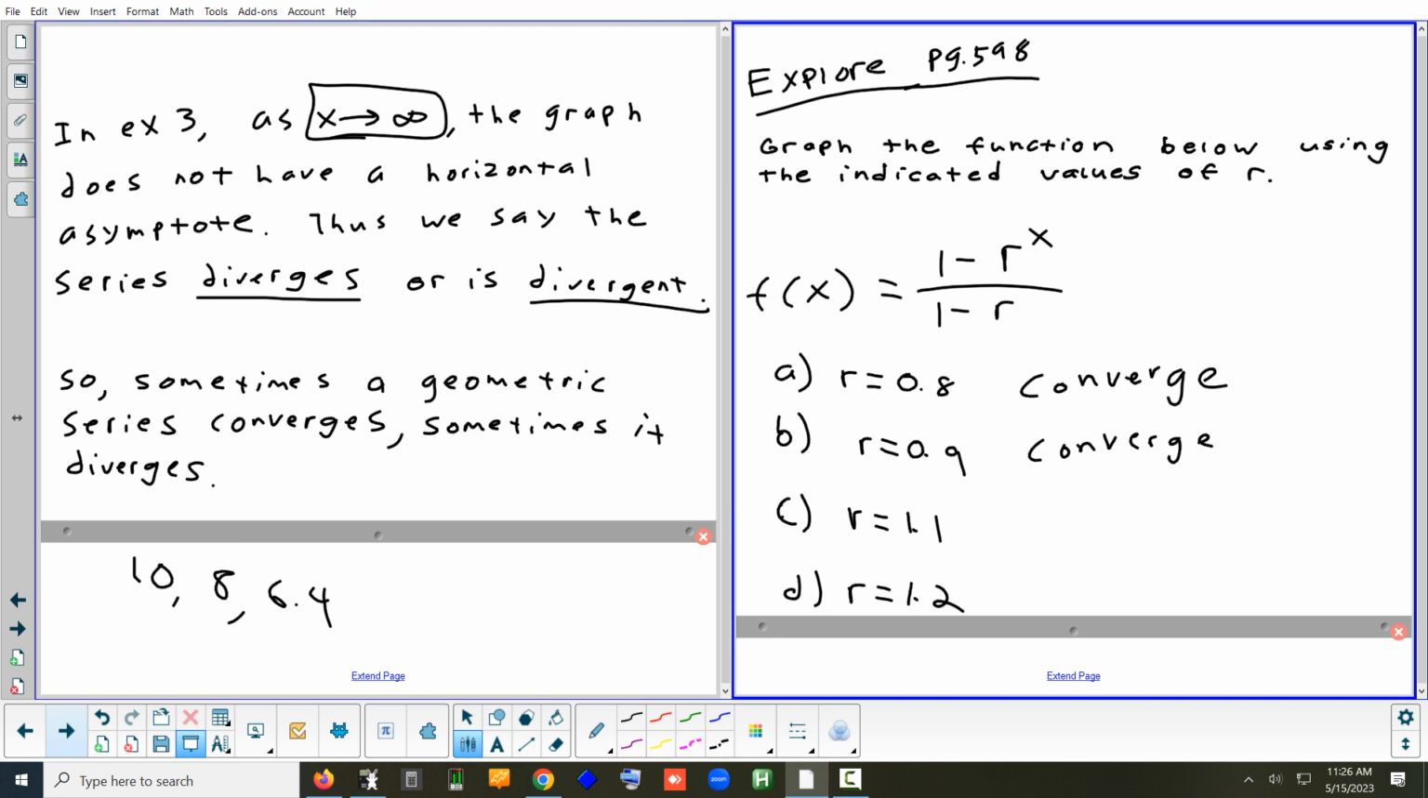How about if R was 1.1? That would diverge. Yep. So that would diverge. And what about 1.2? And which one would diverge faster? Yeah, this is going to cause your number to get bigger faster because you're multiplying by a little bit bigger value.